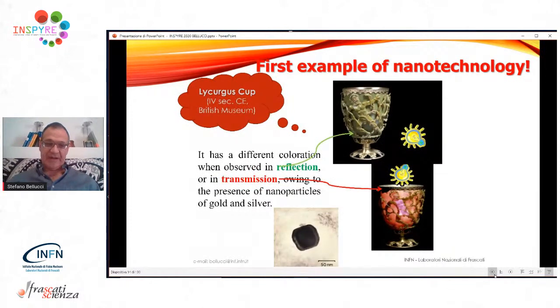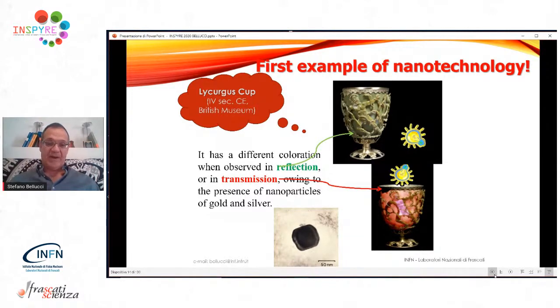Now, nanotechnology is not entirely new, in the sense that unintentionally, ancient people were already practicing nanotechnology. Here you see a cup, made by an artist named Lycurgus, who was also a good material scientist, in the 4th century of the current era, which is nowadays preserved at the British Museum in the UK. This has an interesting feature: if you use light in reflection, that means you put a source of light outside of the cup, then the cup looks green. If you put the source of light inside, then the cup looks red.